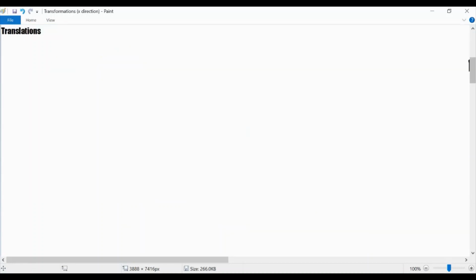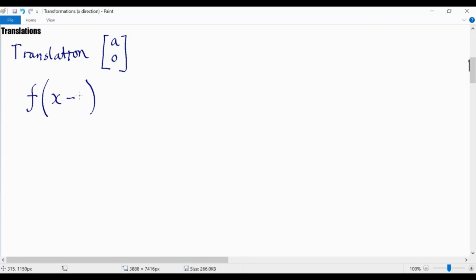So the first one to look at would be translations. Once again, the best way of wording it is just to use the word translation. Don't use the word move. And then once again, just use a column vector, which is a lot easier than having to write it out in words. Now, as far as the notation goes, f of x is now going to be replaced with f of, and the x is not going to be there anymore, because we're doing it by substitution. x is going to be replaced with x minus a.